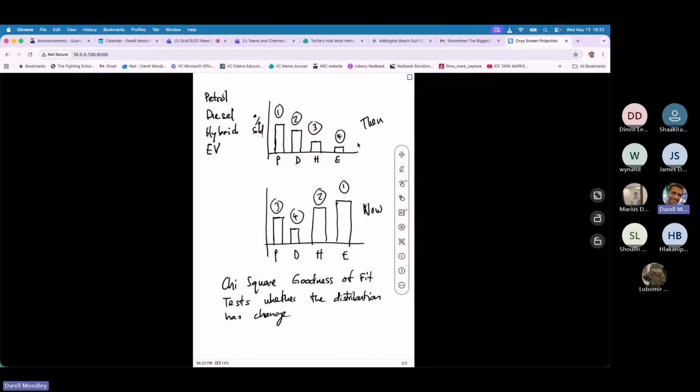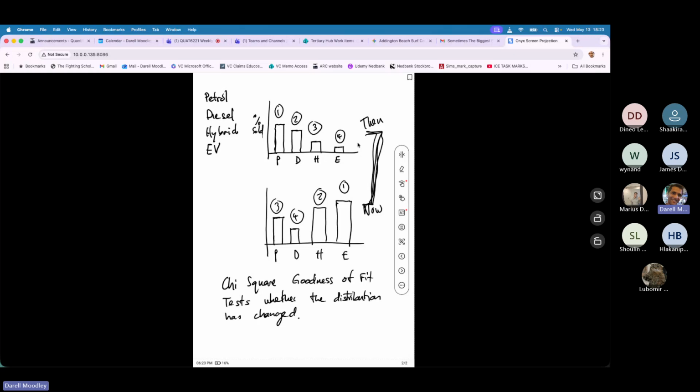One thing to note is that all this test will do is tell you that it's changed, but it won't tell you how it's changed. What I've shown you here is that it has changed, and I showed you how it has changed. But the chi-square test is only interested in checking: are these two the same or not? That's all you're checking. That's what a chi-square test does.